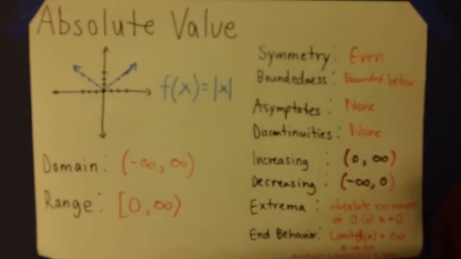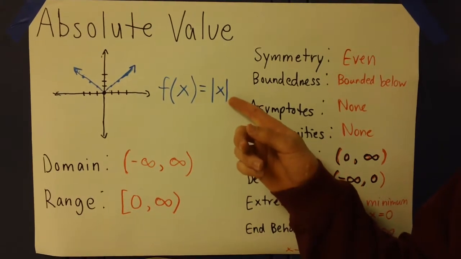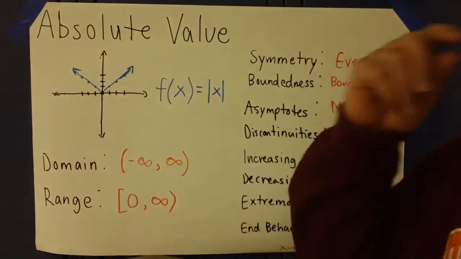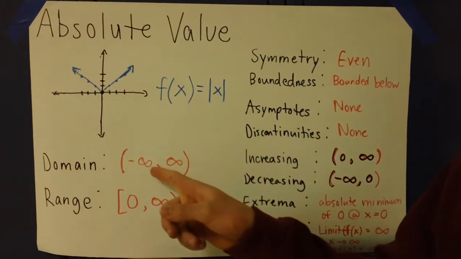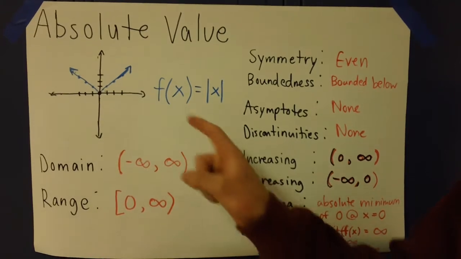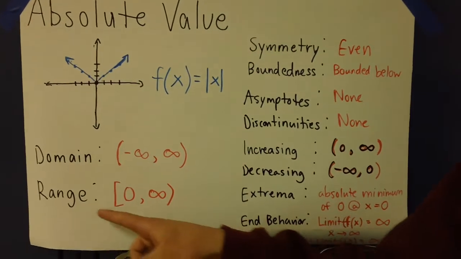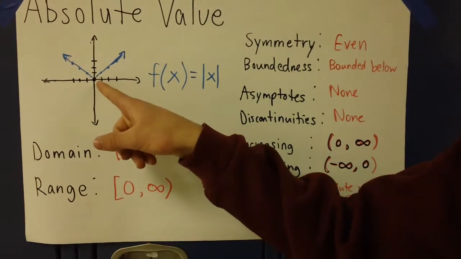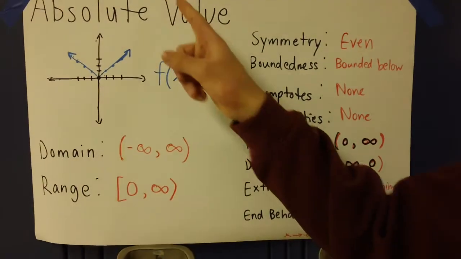Okay, so for the absolute value equation, this is f of x equals the absolute value of x, and here's the graph. The domain is from negative infinity to infinity because it keeps going all the way to the left and all the way to the right. And then for the range, it starts at 0, so it includes 0 and goes to positive infinity all the way up.